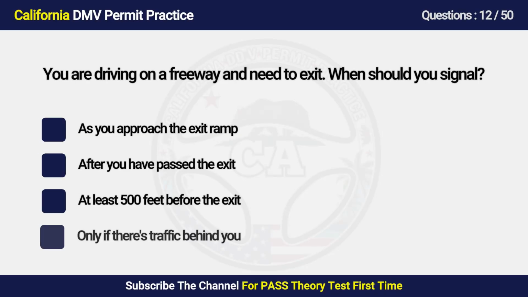Question 12. You are driving on a freeway and need to exit. When should you signal? A. As you approach the exit ramp. B. After you have passed the exit. C. At least 500 feet before the exit. D. Only if there's traffic behind you.